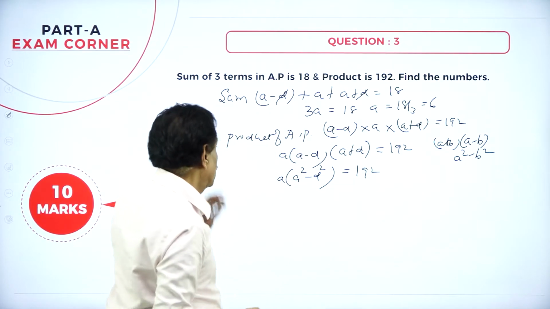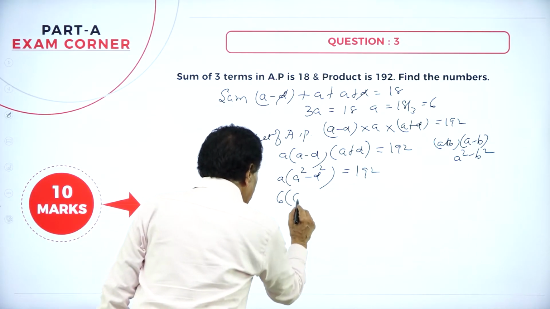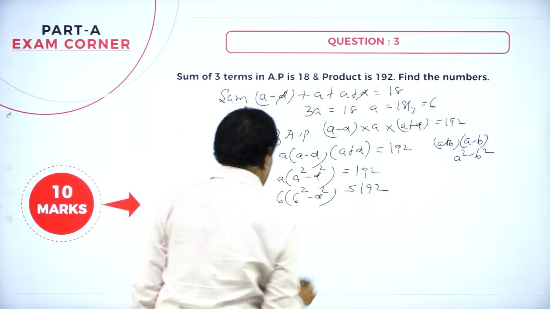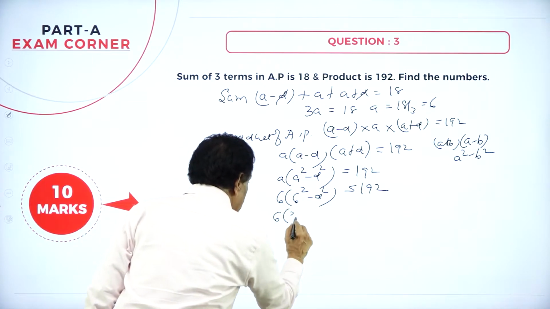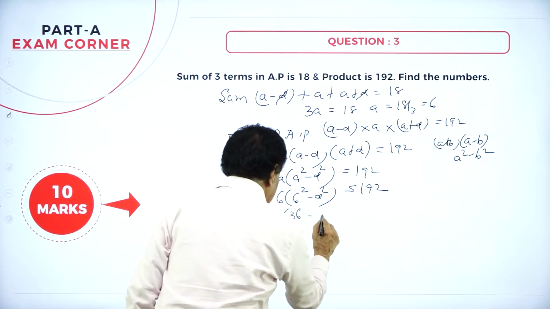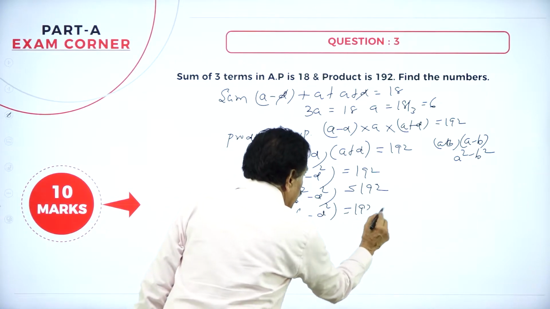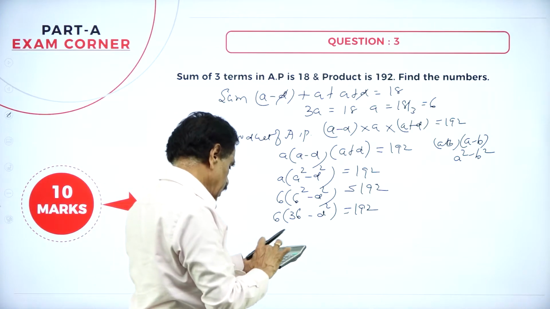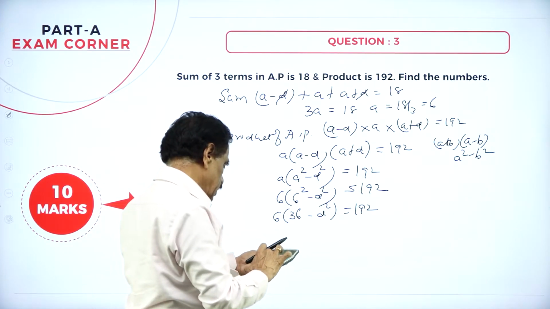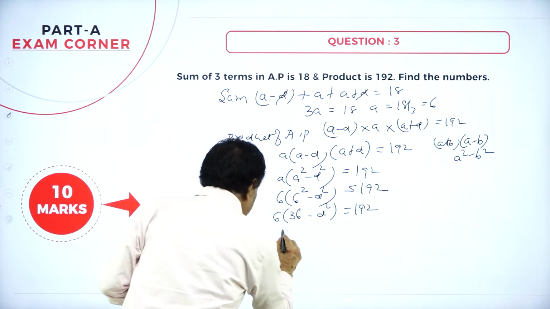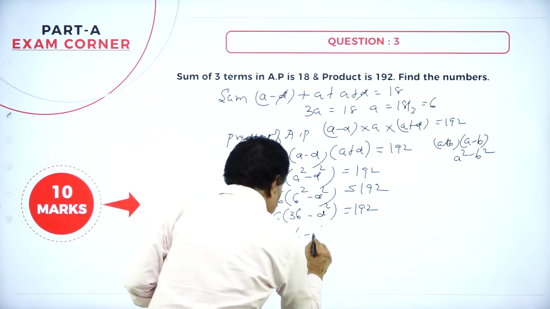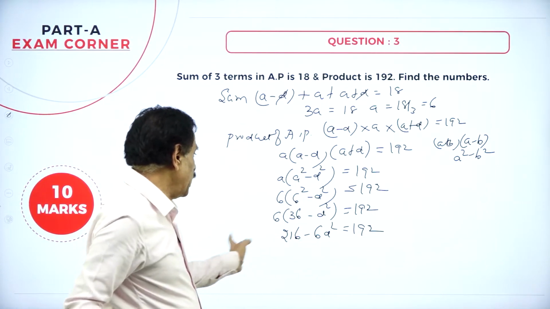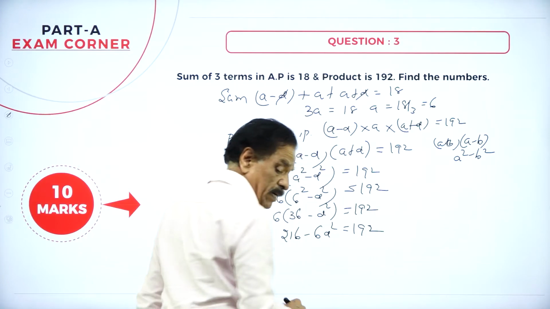What's your A? 6. 6 square minus D square is equal to 192. 6 square is 36 minus D square is equal to 192. Then 36 into 6, 216 minus 6D square is equal to 192. You take the 192 here, 6 that side.